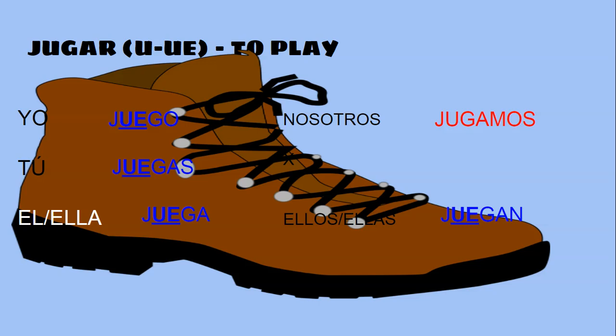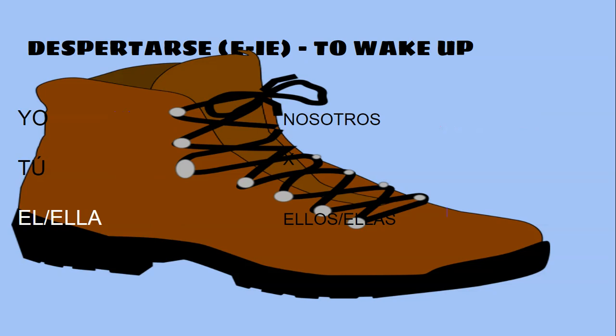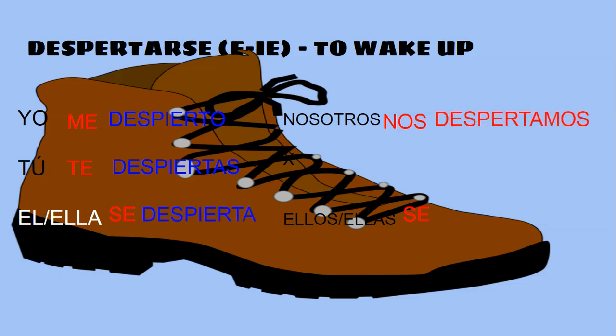Now let's do a reflexive boot verb. So despertarse is a boot verb, and that E in the middle of the word, the second E, is going to change to an IE. So inside the boot, it'd be yo me despierto. Sorry, we got to change that se. Me, te, se, nos, se. There we go. Now we got to conjugate the AR verb. We got to move that se first, and then we got to conjugate the verb. So yo me despierto. Tú te despiertas. Él se despierta. Nosotros nos despertamos, and ellos se despiertan. So if you look inside the boot, it changed from E to IE in the middle of that word, and outside it stayed the same.